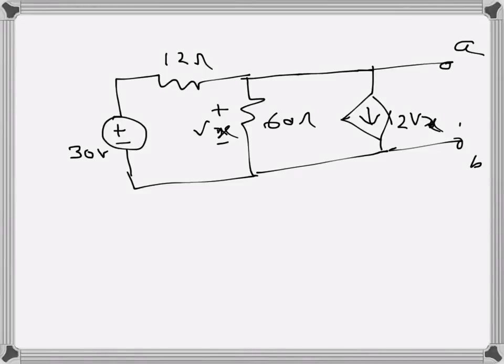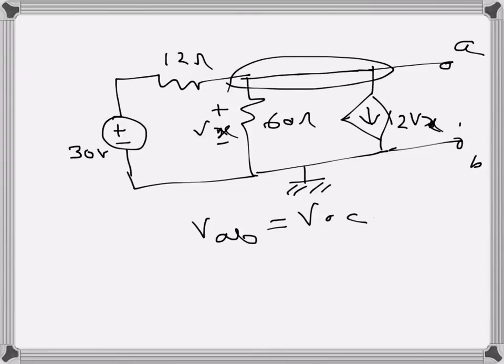For the given circuit, I will find Thevenin's voltage for terminal AB and Norton's current for terminal AB. So Thevenin's voltage means the open circuit voltage VAB, which is VOC here. And in order to do that, I will apply the node voltage method. If this is the reference node, I can see there is one node here.